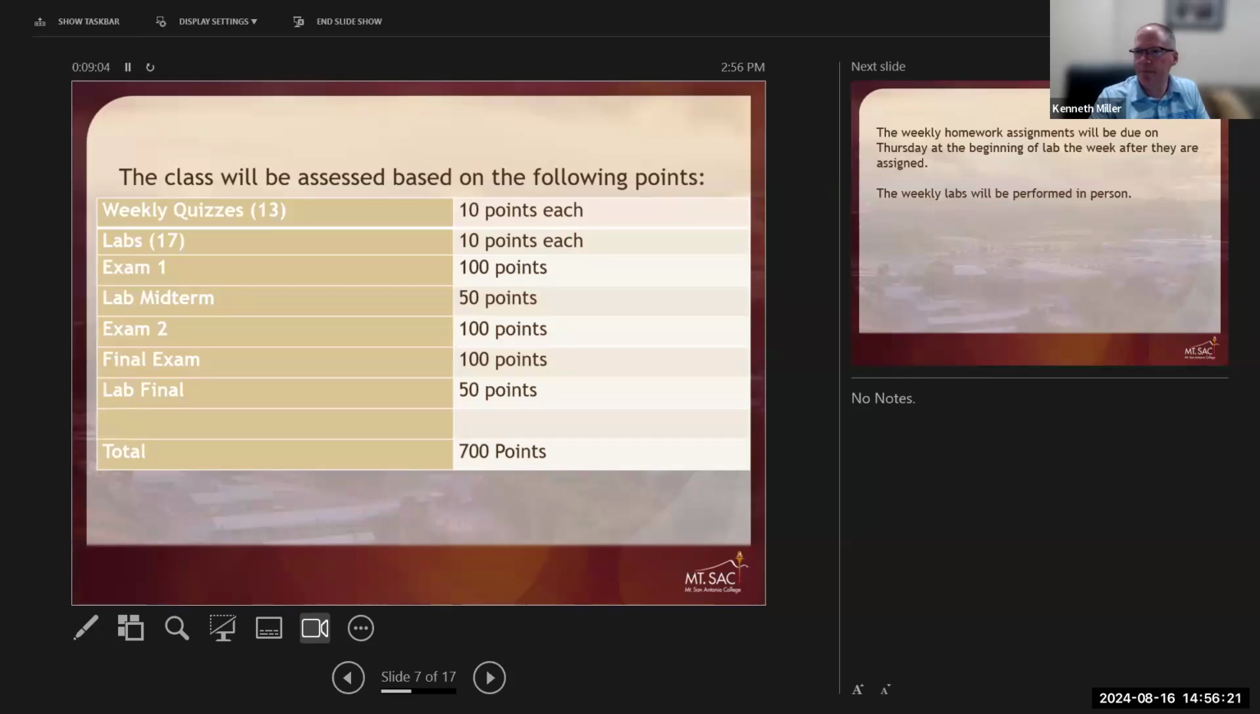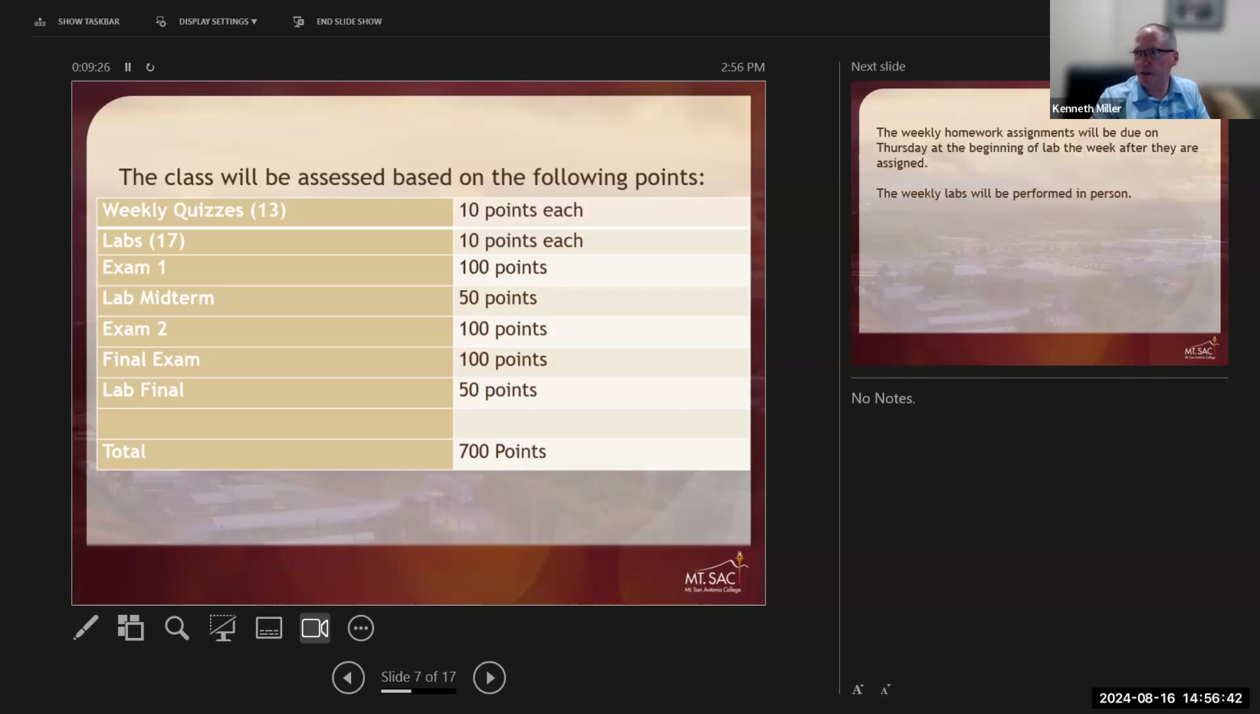All right. There's also a lab midterm, which is an oscilloscope midterm, a practical lab. And then there's also a lab final practical that you'll do. And if you look at these points here, there's a total of 700 points, and 300 of them come from the exams.